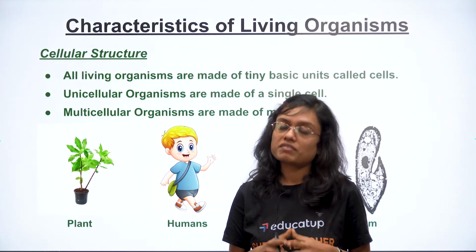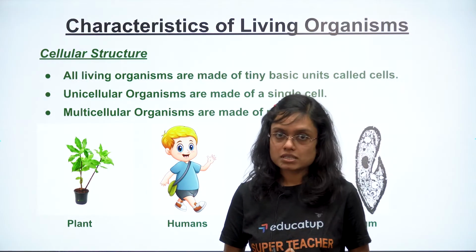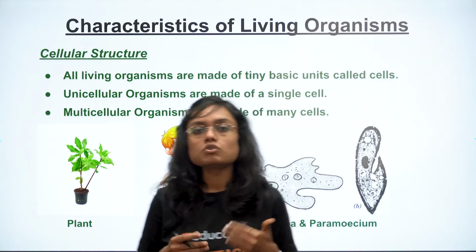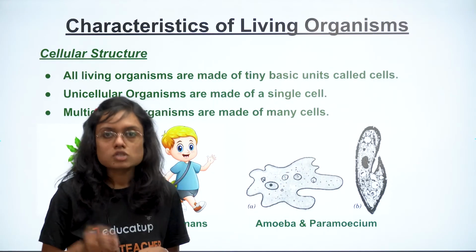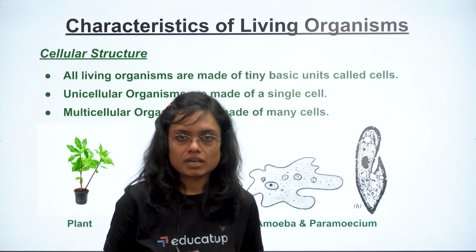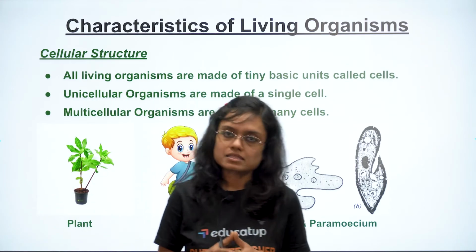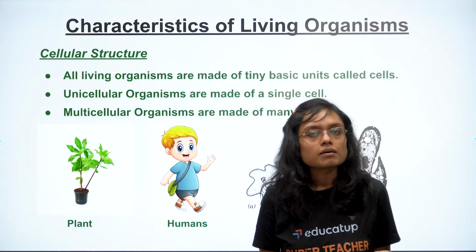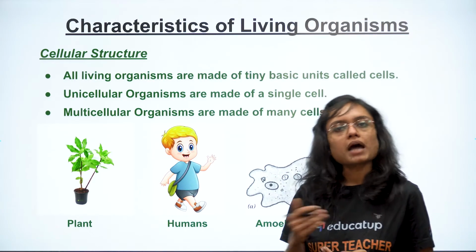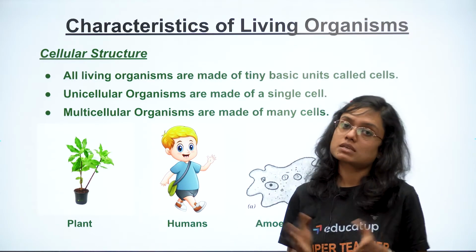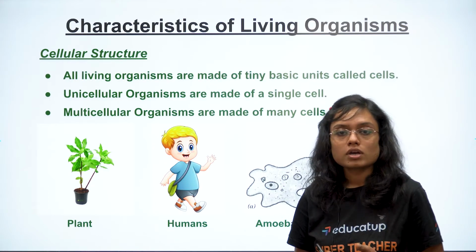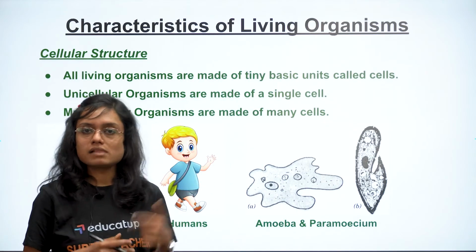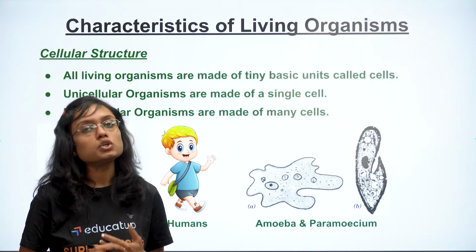Now, characteristics of living organisms. We are going to discuss the different characteristics. The first is cellular structure. You all know that the cell is the basic unit of life in all living organisms. If any organism is considered living, it is made up of cells, maybe one cell, which makes it unicellular, or multiple cells, which makes it multicellular. Plants and humans have many cells that make up the body, so these two are multicellular organisms, and in amoeba and paramecium only one single cell is present in their body, so that makes them unicellular.